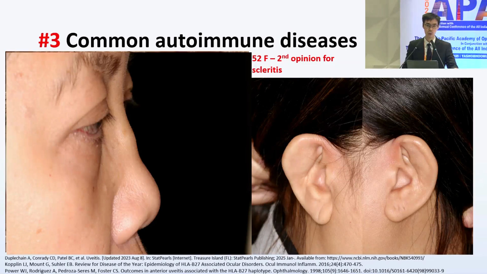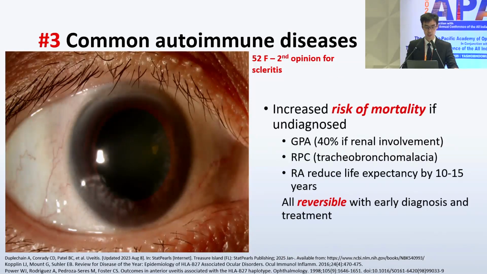But you might ask, why is this important? Because certain rheumatological disease does confer an increased risk of mortality. GPA, for instance, has a risk of mortality of up to 40% if the kidneys are involved. And all these can be reversed with early diagnosis and early intervention.